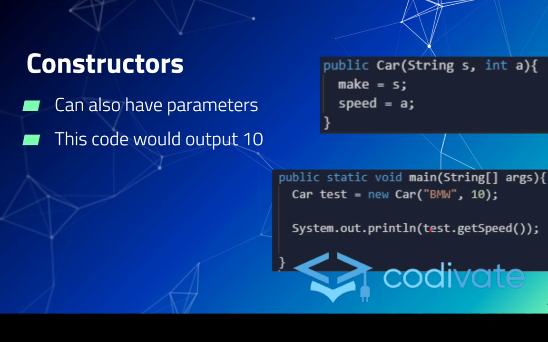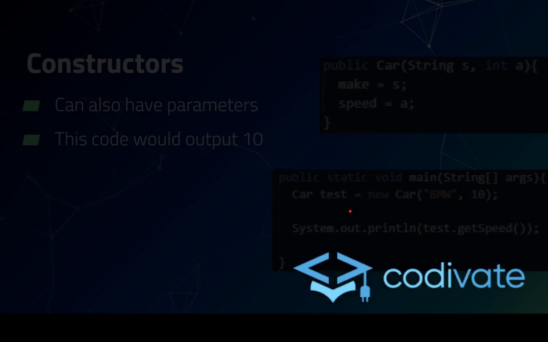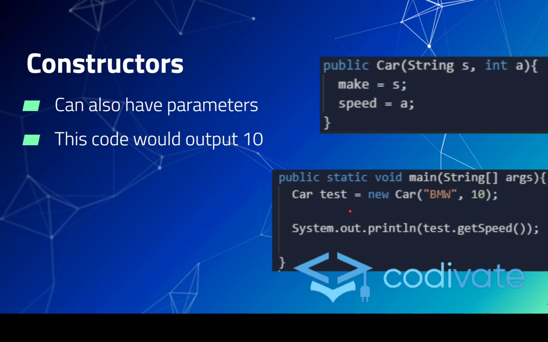Now, what this means is that you're making a car variable called test, and then you're setting it equal to whatever this method gives you, right? This method is the constructor, so it gives you a car. It gives you a car object. So you're making a variable called test with type car, right?